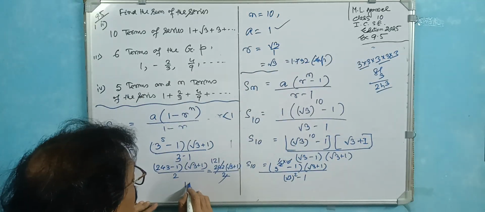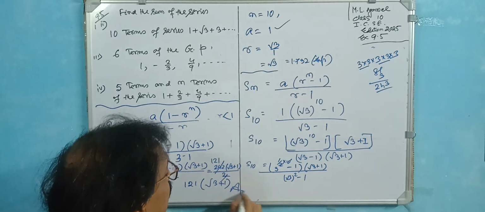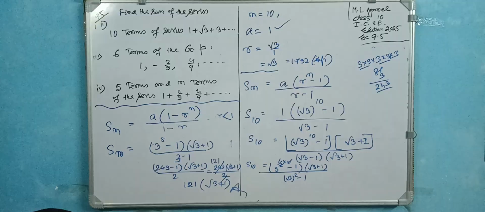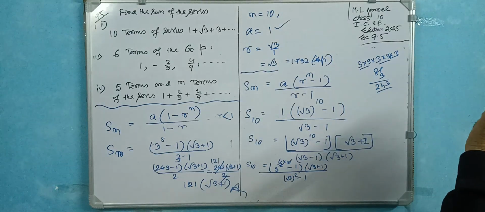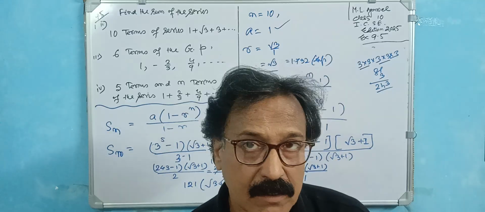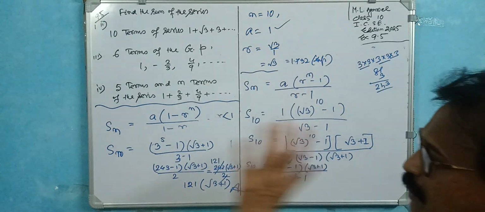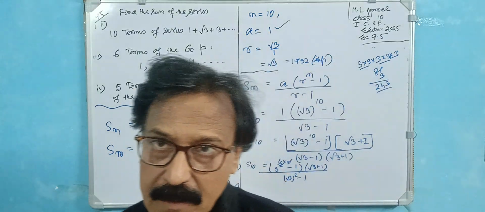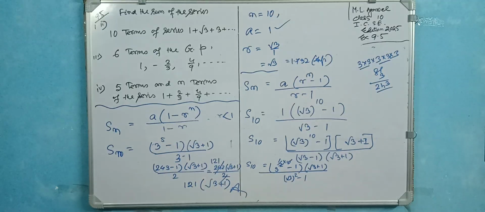So what is the answer? 121 bracket root 3 plus 1. This is the answer. Is it clear to you or not? Don't panic to see any sums. In the sums you solve, that is the very important thing. So the calculation must be right, and the formula in the proper place. Just put the formula in the proper place. Okay. Clear?